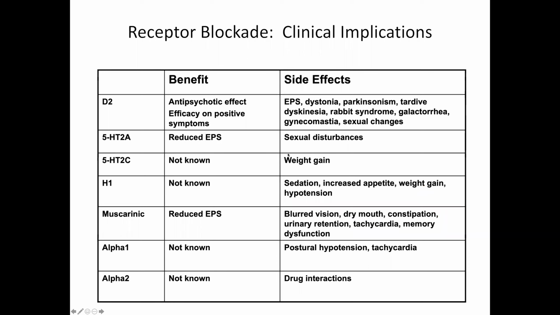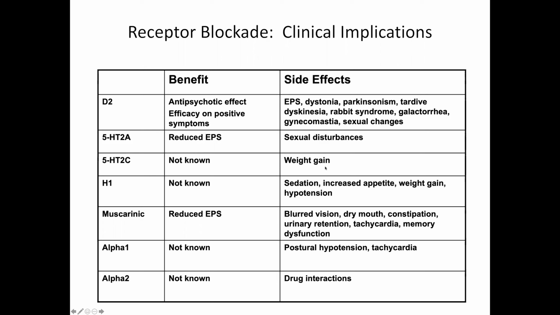This is another review slide for you guys that is very good, which can show you, if you look at blockade of these particular receptors on the far left-hand side, what the side effects are. So by blocking D2, you can get the extrapyramidal effects. These are up in the brain. You can get galactorrhea, gynecomastia, sexual changes.